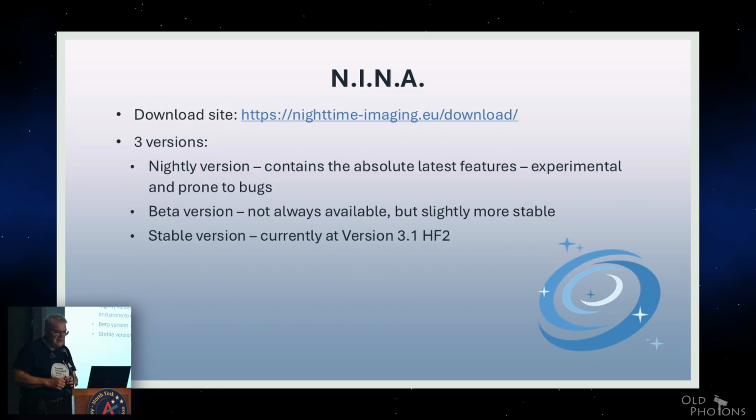The download site is there. And when you go to the download site, you may see 3 different versions available. They have what they call a nightly build or a nightly version, a beta version, and a stable version. The one you want is the stable version. There isn't always a beta, but when they're getting close to releasing another update to the stable version, then they'll come out with a beta so that you can try it for a while.